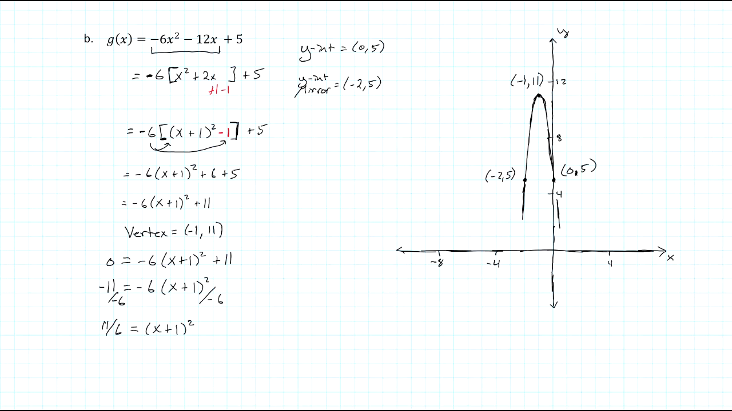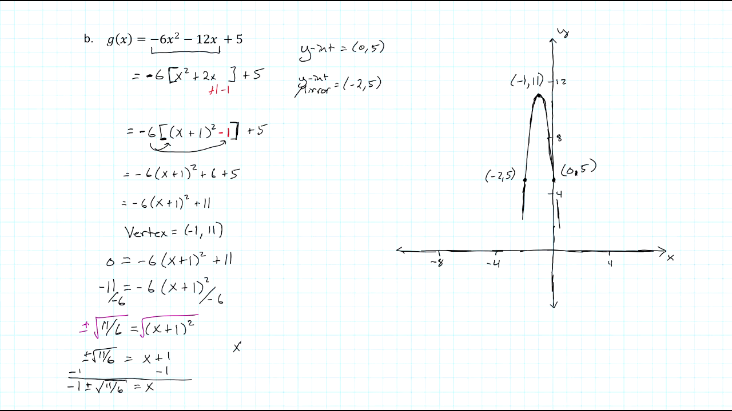Then I'll take the square root of both sides, not forgetting my plus or minus. And I will get plus or minus the square root of 11 over 6 equals x plus 1. Subtract the 1 over to the other side to get x by itself. And this will give us negative 1 plus or minus the square root of 11 over 6 equals x.